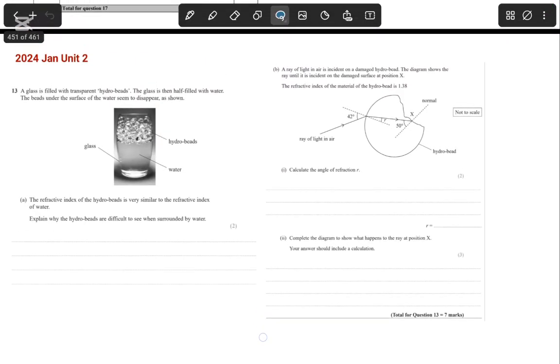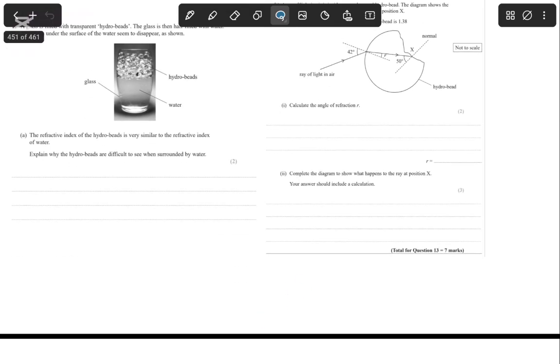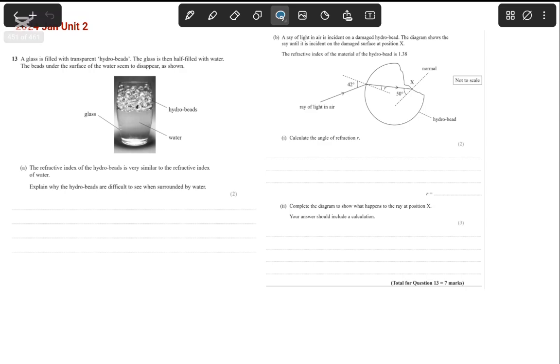Moving on to 2024 Jan Unit 2. It's going to be the final question of this video. So I hope you've tried the question out, and yeah, let's just get to solving.